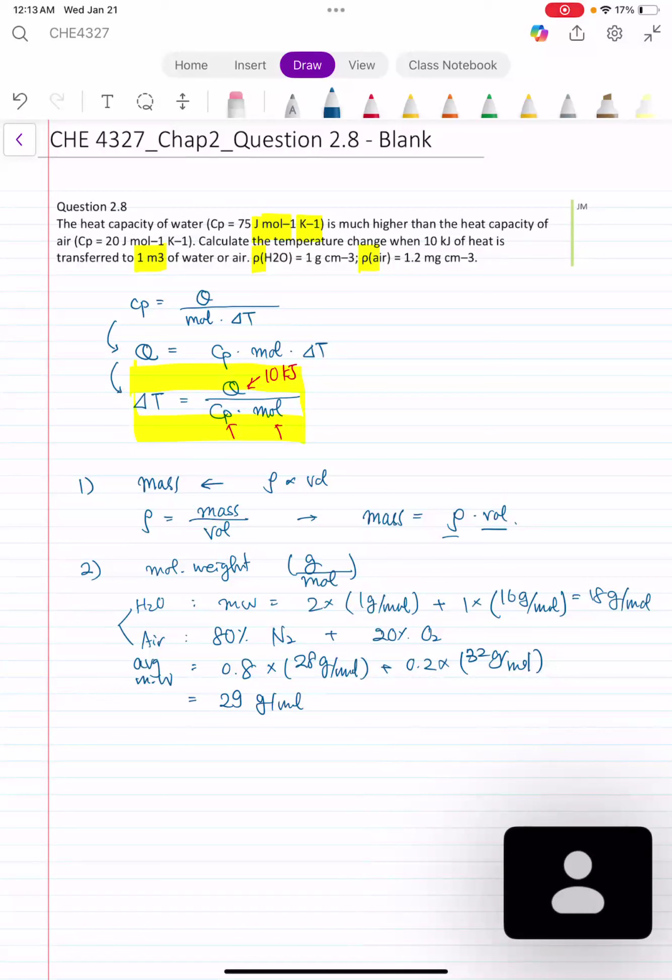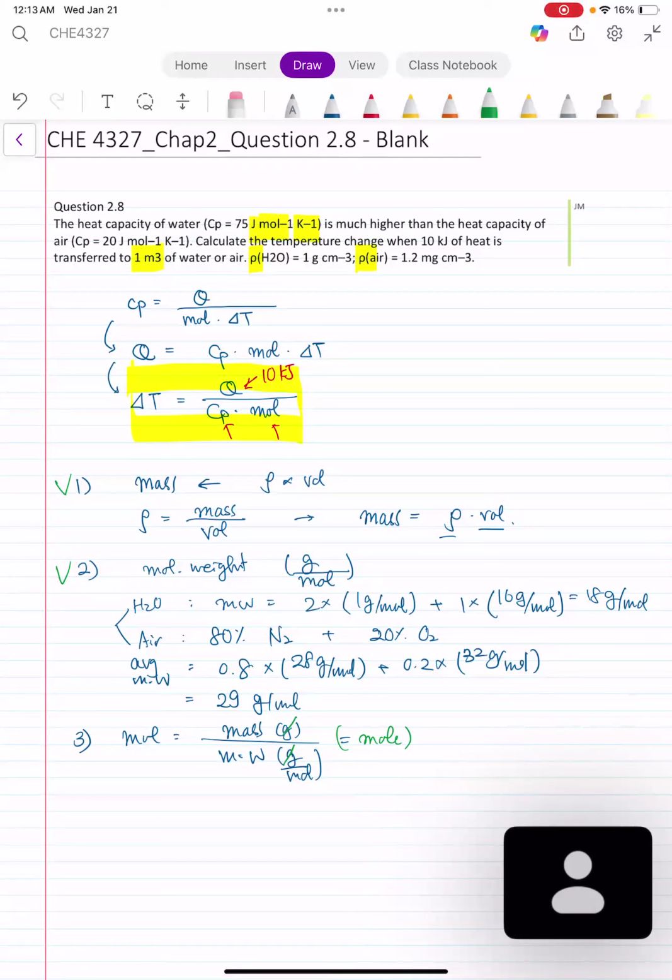Once you know the mass and the molecular weight of each substance, then you can calculate the mole. The mole is basically mass, in grams, divided by the molecular weight, which is gram per mole. Then you see that in the unit, this gram cancels out, and you basically end up with the mole only. So we have the roadmap, right? If you have the density and volume, you can calculate the mass and you can calculate the molecular weight, and from those two numbers you can calculate the mole of air and water.